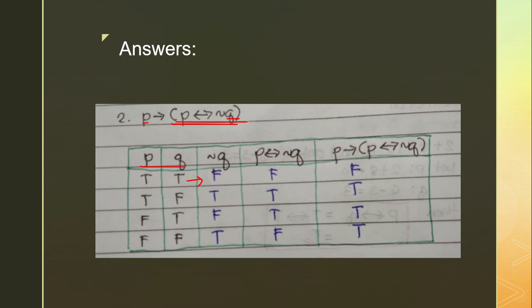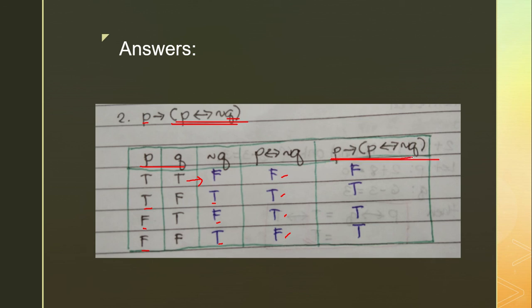Then for those inside the parenthesis, although the implication has higher precedence, we have a parenthesis, so we have to evaluate first those inside the parenthesis, and that is P if and only if not Q. So our P is true, not Q is false, so that's F. For the biconditional, all atomic statements should have the same truth values for it to become true. So this is false, this is true, this is true, and this is false. Now if you can't remember, just check the table for the biconditional.